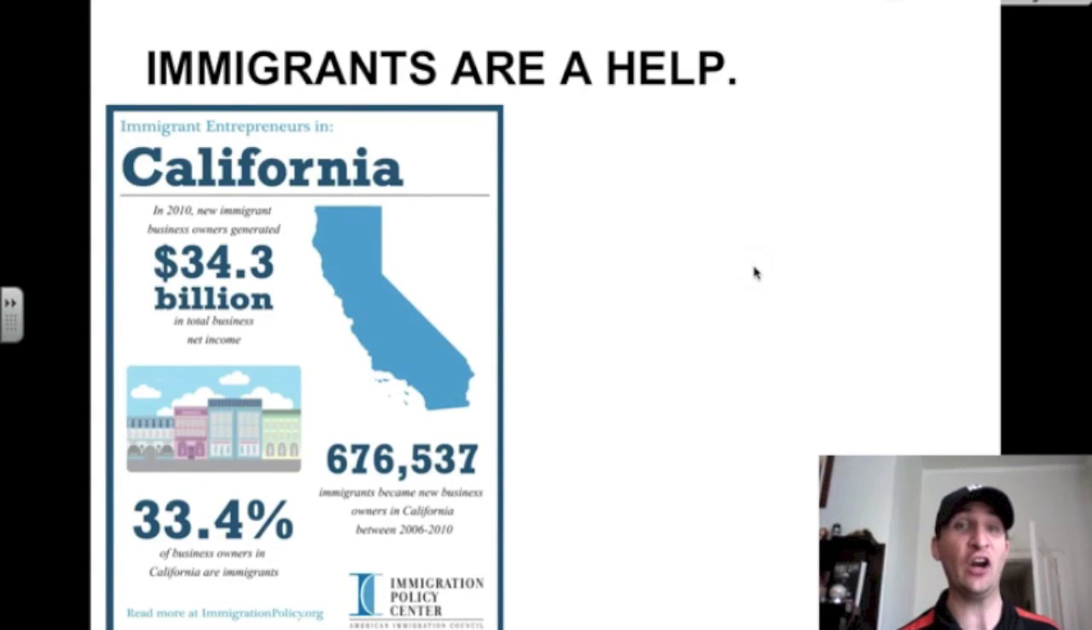The other side of the argument says that immigrants are a help, and we stay with this example of California. Immigrant entrepreneurs, those who make their own businesses. This says in 2010, new immigrant business owners generated $34 billion in total business net income. And this also says that 33% of business owners in California are immigrants. So if you own a business, you create jobs for your state or your area, and that's a good thing. So this argument says that immigrants are a help.